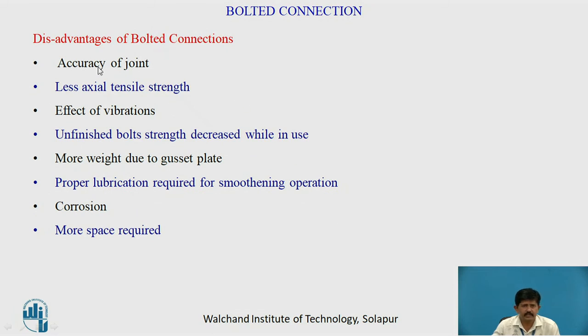Disadvantages of bolted connection: less accuracy of joint, less axial tensile strength, the effect of vibration loosens the nut, unfinished bolt strength decreases while in use, more weight due to gusset plate, proper lubrication required for smooth operation of the nut and bolt, it is prone to corrosion when exposed to weather conditions, and more space is required.